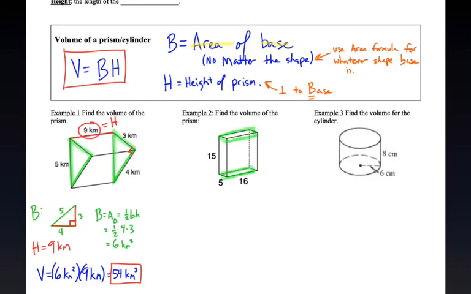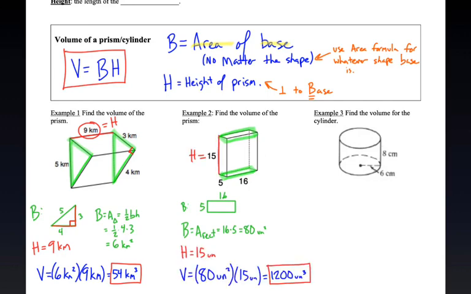On example 2, I'm going to call the top and bottom my bases. Those are rectangles. So the area of that rectangle is 5 times 16 is 80 units squared. My height is given as 15, so the volume is the area of the base, which was the area of the rectangle, 80, times the height 15, gets us 1,200 units cubed.